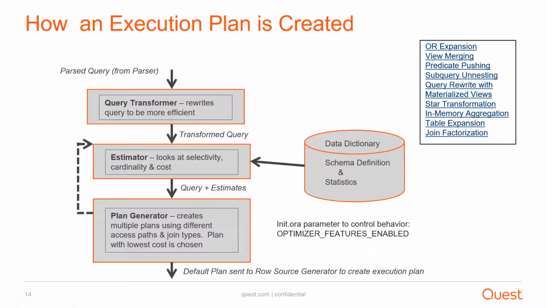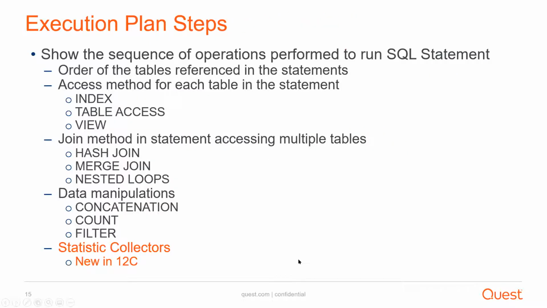Once it transforms the query, it sends it to an estimator. And the estimator looks at the selectivity, the cardinality, the cost, and it actually goes to the data dictionary and looks at the schema definitions and all the information it has for statistics. And it sends all that and the query to the plan generator. And the plan generator creates multiple plans using different access paths and join types. And then once it comes up with the lowest cost plan, it'll send that default plan to the row source generator to create an execution plan.